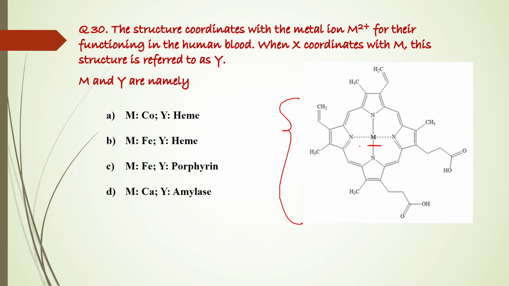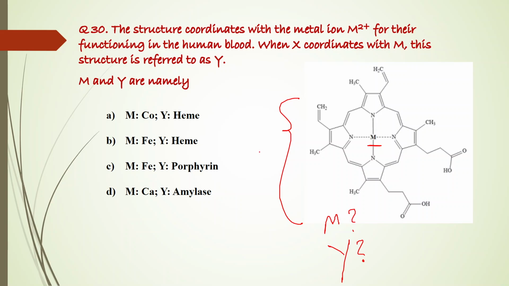So M is some kind of metal, we don't know what M is. One question is what is M, and another question is what is this framework outside M that is holding the M molecule basically. That is denoted as Y. You all know that in case of human blood, it is hemoglobin that is found. So the Y, or that outside framework, is basically porphyrin, and in case of hemoglobin, the metal inside is nothing but Fe2 plus.